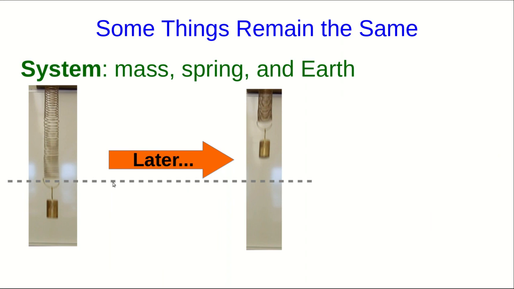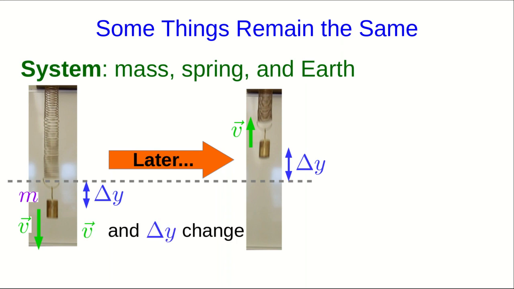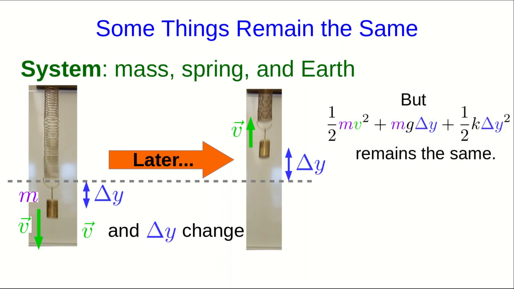Similarly, in the case of a mass oscillating up and down on a spring, the velocity of the mass and its distance above its equilibrium position is also changing constantly. And yet, there's this even more complicated quantity involving both the speed and the distance above the equilibrium position, which remains the same. This is the energy, and it is conserved, and this is useful for analyzing the motion of the spring. We'll talk about this as well, a lot, much later in the course.